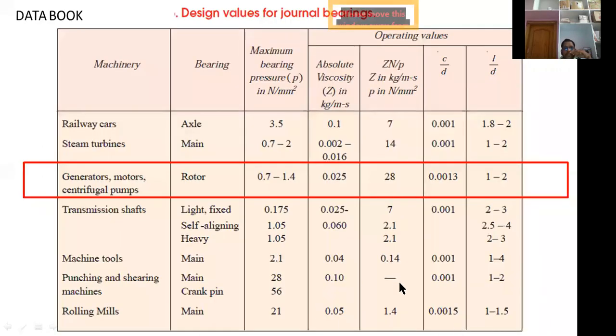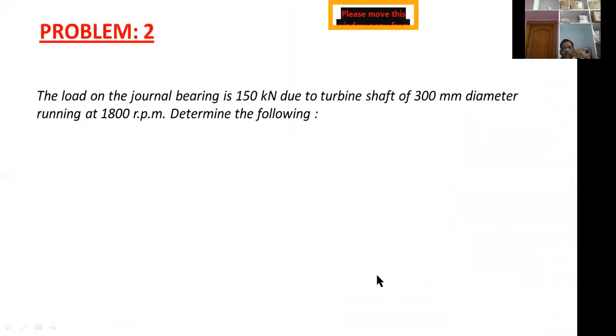This is a data handbook paper. Now coming to problem number 2. In the previous class we have already discussed problem 1, that is the design of journal bearing purely dependent upon the data handbook. But in this session I am going to explain the design of journal bearings that is not depending upon the data handbook.